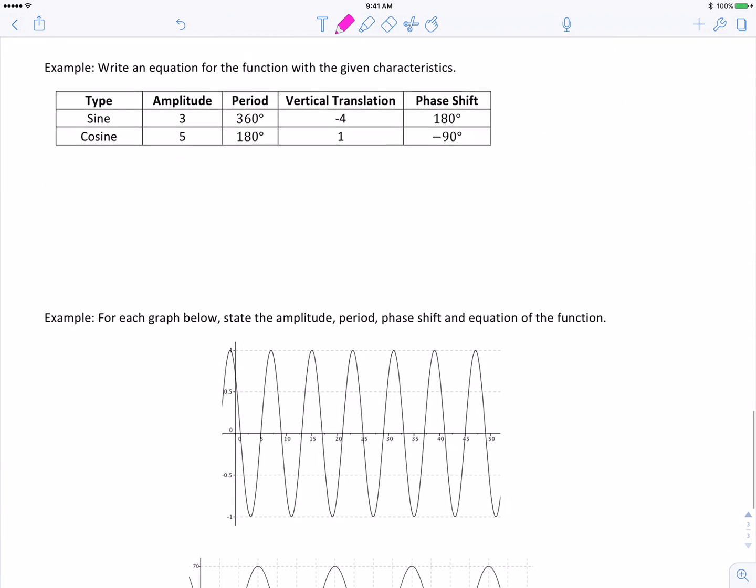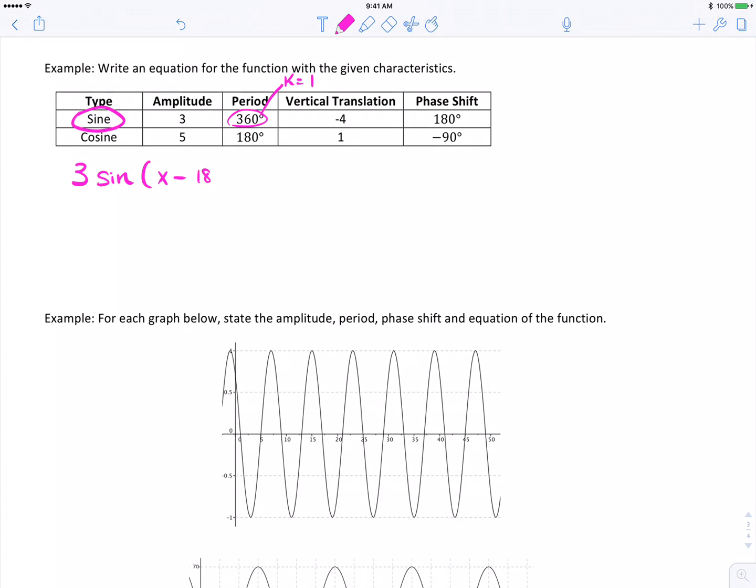Last part, writing a function with characteristics. So this is, I would say, arguably the hardest part of this lesson, but I have faith in you. Starting off with a sine function, it has an amplitude of 3, so I'm going to stick a 3 out in front, a period of 360, which means my k value is 1, because nothing's changing. Translation 4 units down, and a phase shift of 180. So this will be x minus 180 degrees minus 4.